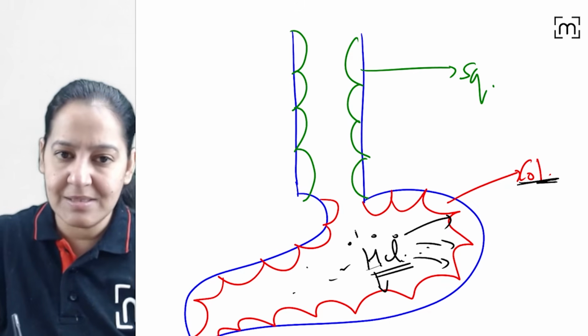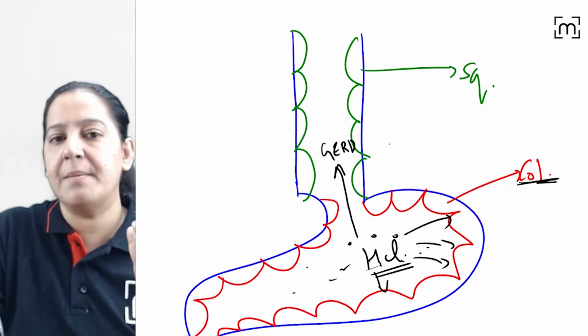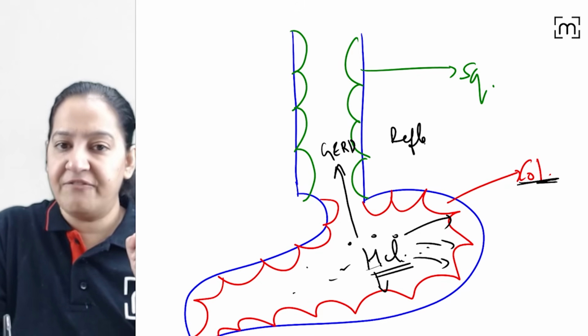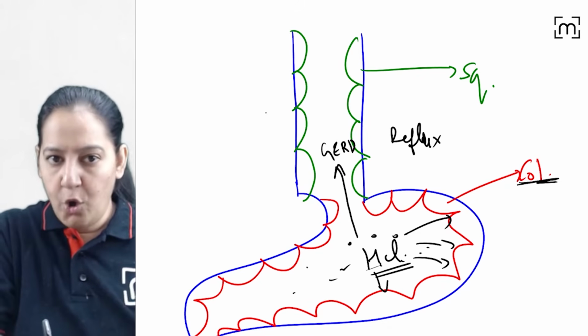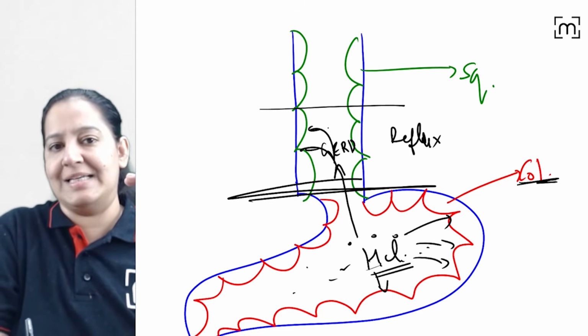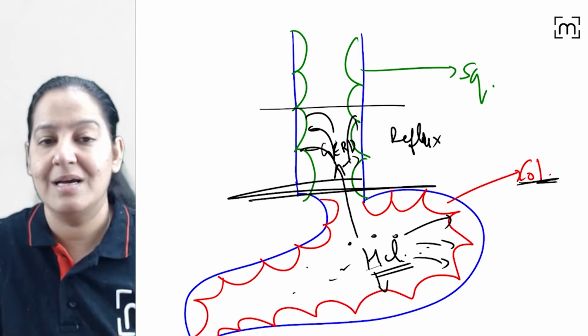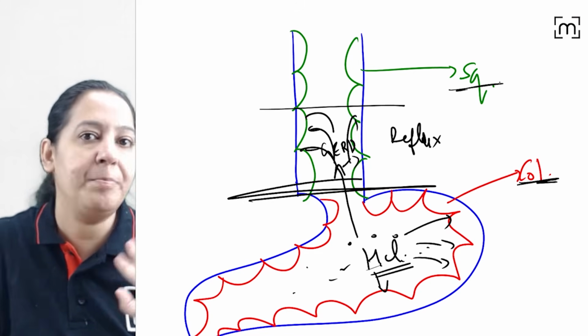But sometimes there is a disease known as GERD. Reflux. GERD means reflux. The reflux of the acid is taking place in the lower esophagus. So the lower portion of the esophagus is exposed to the acid again and again due to the reflux. So it is acting as a stress. The squamous epithelia cannot bear acid.